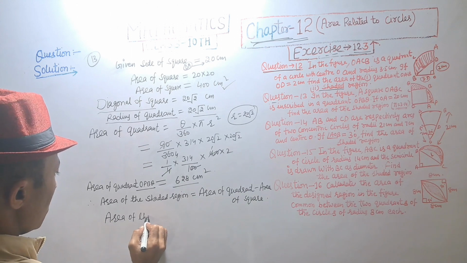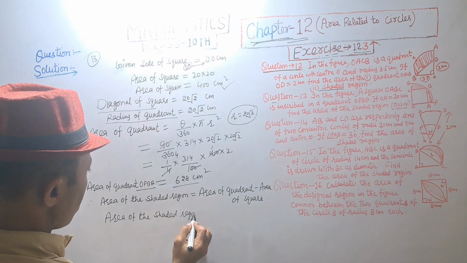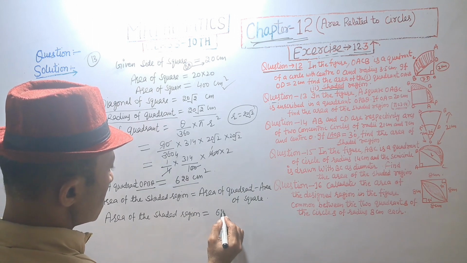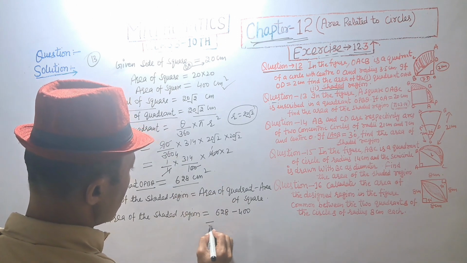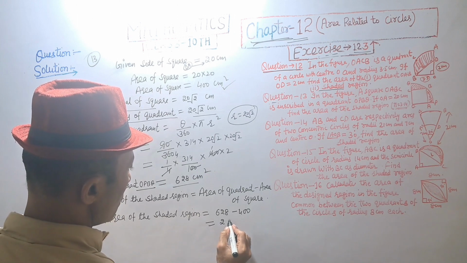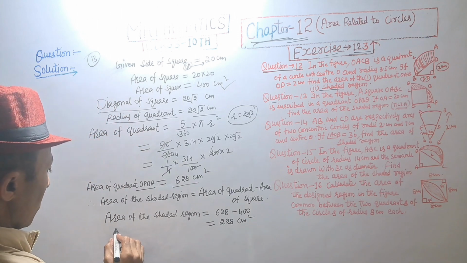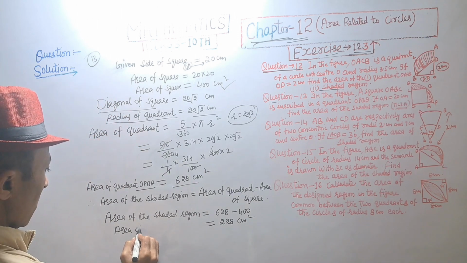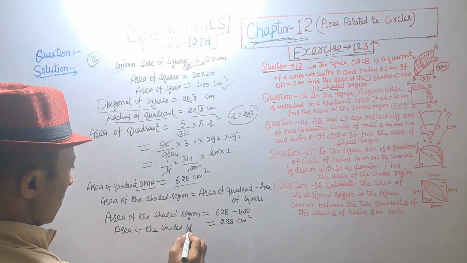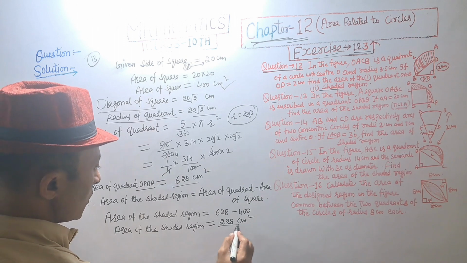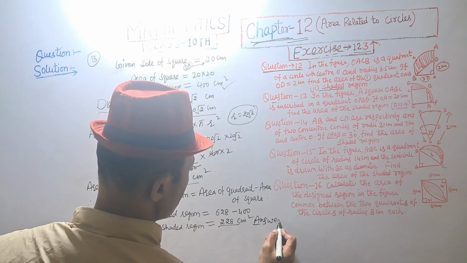Area of the shaded region is equal to 628 minus 400, that is 228 centimeter square. Area of the shaded region equal to 228 centimeter square. Answer.